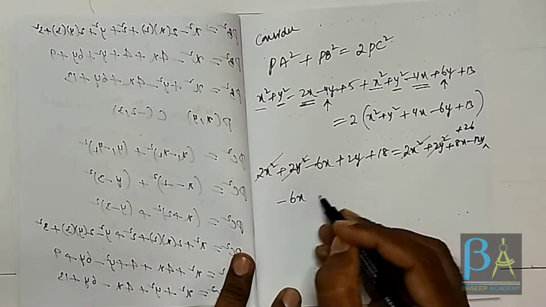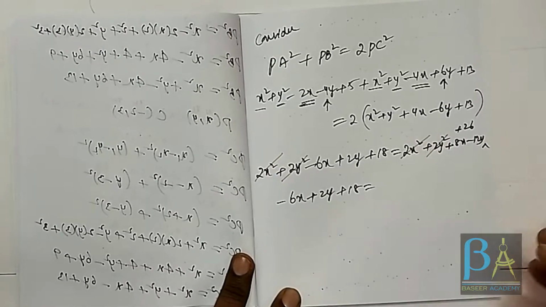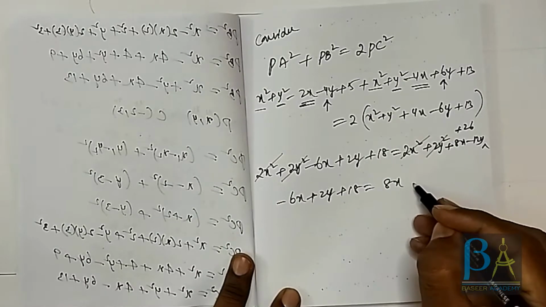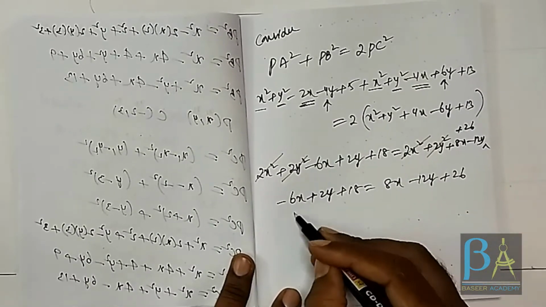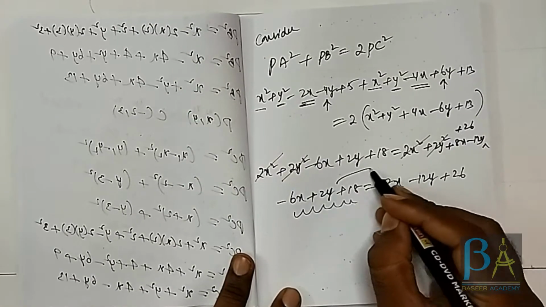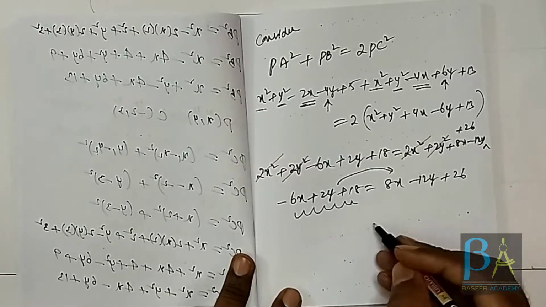On the left hand side, I have minus 6x plus 2y plus 18, and on the right hand side I have 8x minus 12y plus 26. Let me take these things from the left hand side to the right hand side. So I want to transpose this to the right hand side.